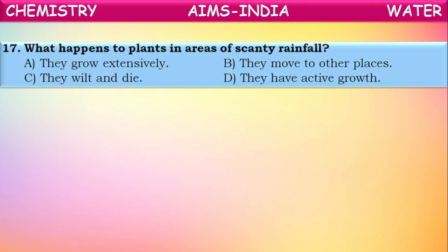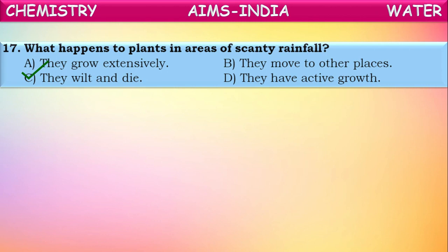Next question says here. What happens to plants in areas of scanty rainfall? So if there is scanty rainfall, meaning a very small quantity of rainfall, what happens to the plants then? They grow extensively, they move to another place, they have active growth, or they wilt and die. What happens to the plants if there is no rain? Yes, plants will wilt and die. They will die eventually because of the lack of water.